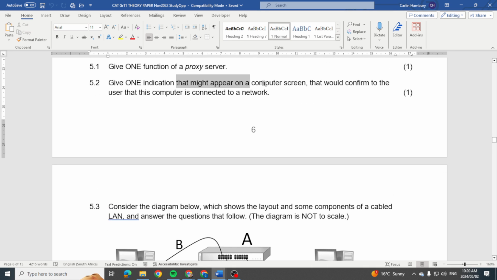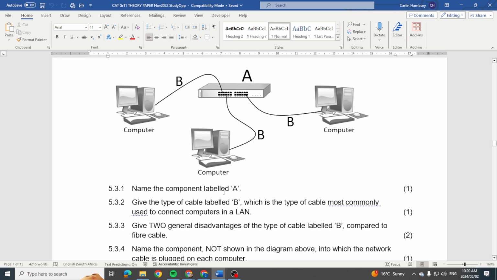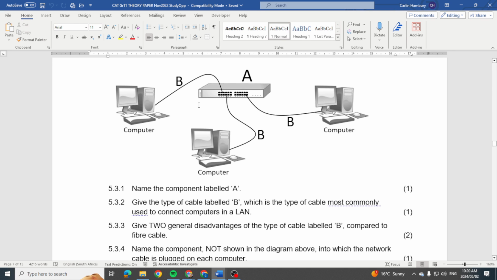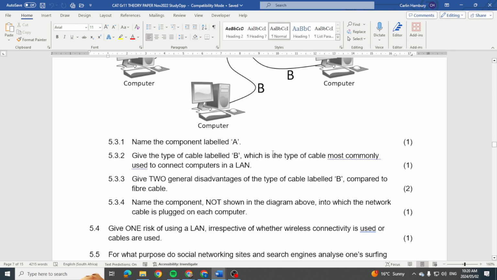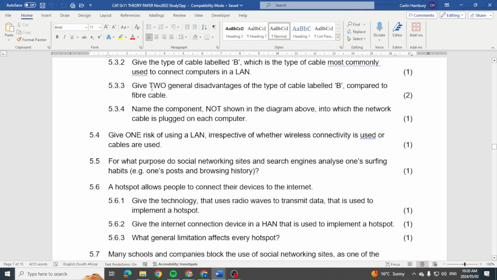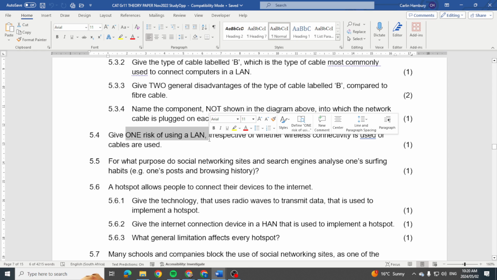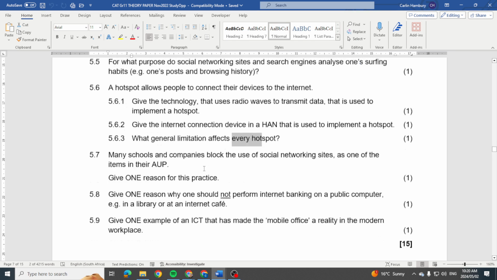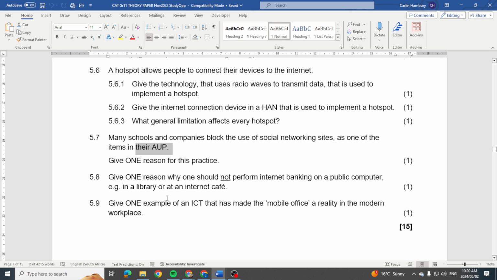One indication that might appear on your computer screen to confirm that a user is using or is connected to a network. There's the picture of our network. There's our switch. There are our client computers. This is connected via cables. This is going to be faster. This is an example of a little LAN, right? Then you need to know advantages. Oh, look there. 2 disadvantages. 1 disadvantage of a LAN. All right? So you can see what I'm trying to say to you. Here we're talking about HANs, home area networks, hotspots, acceptable use policy.